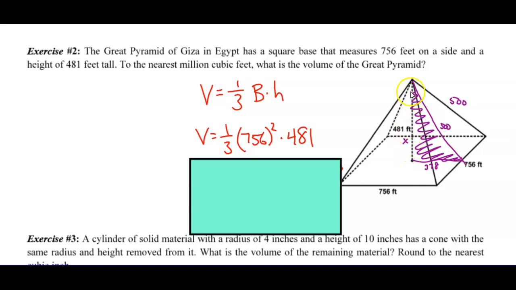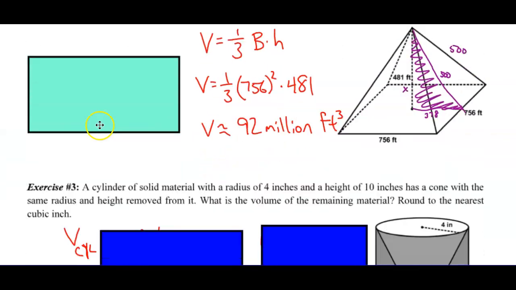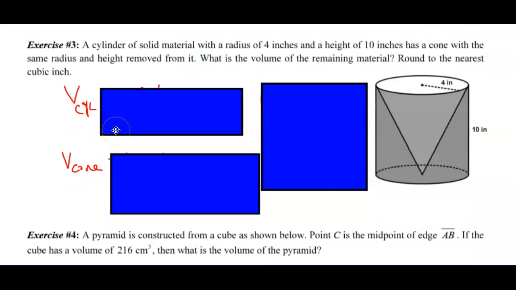Okay, so if you're told the height, then you just use it. But if you're told the slant height, then you'd have to figure out what the actual height of the pyramid is off of that. All right, so this one's going to come out to, with a final calculation, about 92 million feet cubed. All right, exercise 3, cylinder of solid material, radius 4, height of 10.